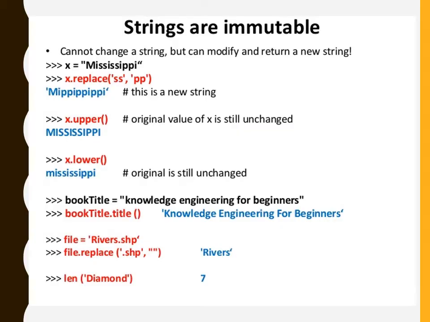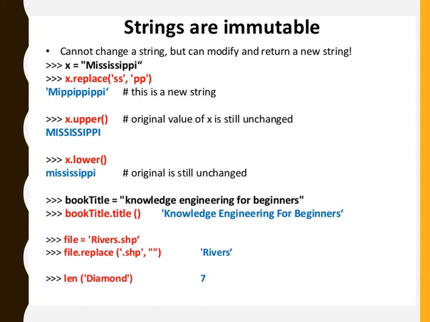Strings are immutable, which means we cannot change a string, but we can modify and return a new string. Like we have assigned a value to x and we want to change SS to PP. So we have to use the replace function of strings and it will give you the new string. Upper function is used to convert the value into uppercase. Lower function is used to convert the value into lowercase.